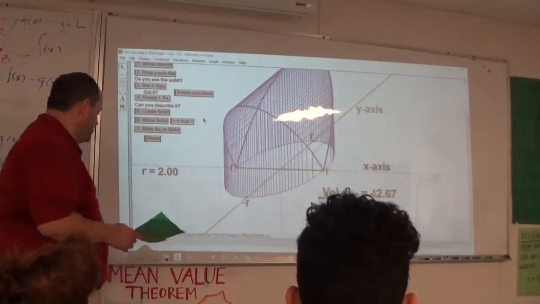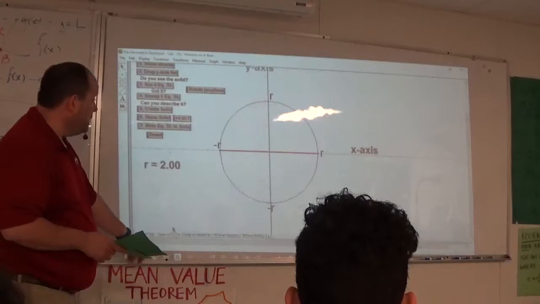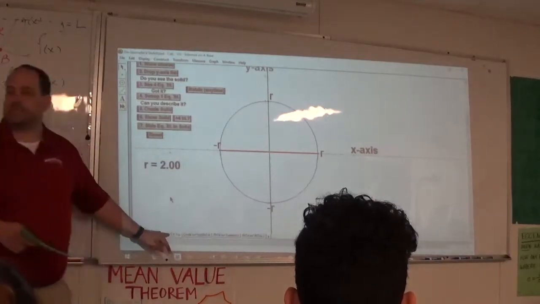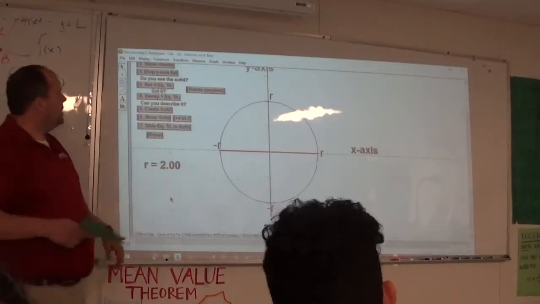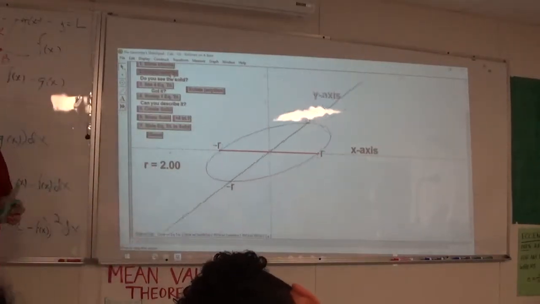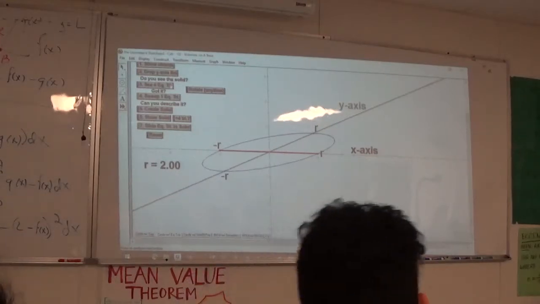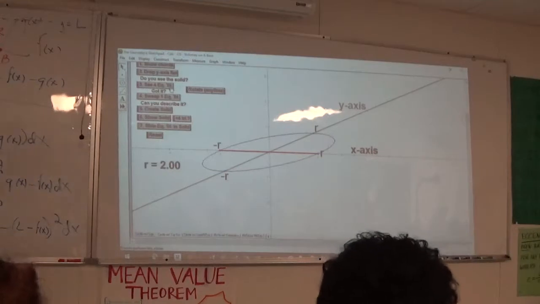So let's look at the same base one more time. So Paul, go over to tab number 2. Okay? And this time the slice is going to be an equilateral triangle. So Paul, let's drop the y-axis flat. Equilateral triangle. What do we know about an equilateral triangle? All sides are the same.